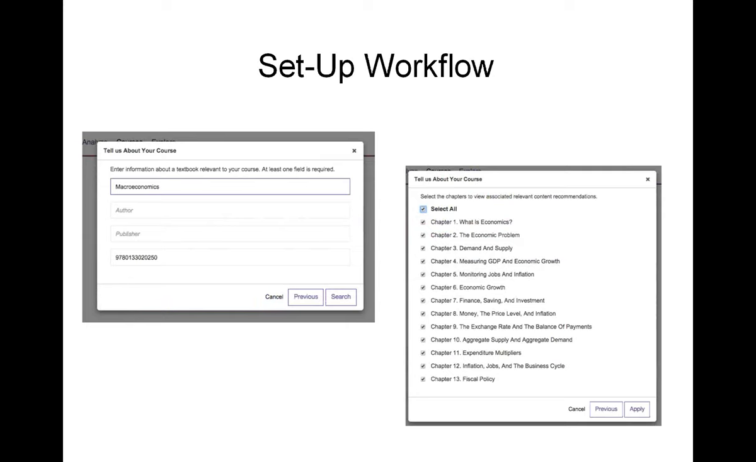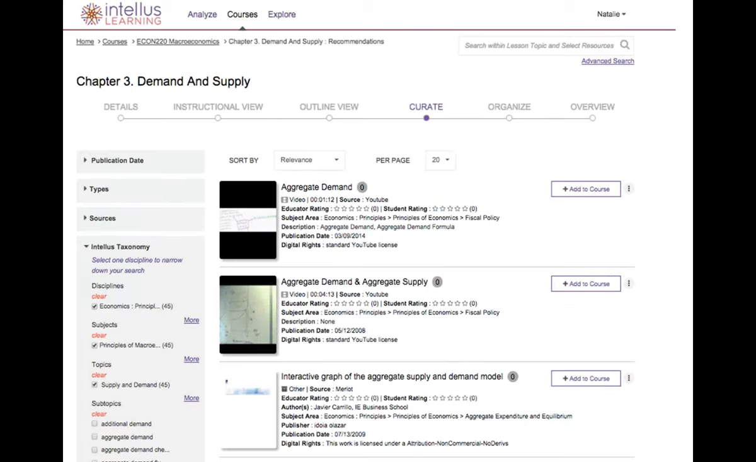So in this case, the faculty member or ID could provide a little bit of information about their course. This would be if you're teaching a course and perhaps want to supplement or augment an existing textbook or even identify content that replaces it. But the point here is really that the faculty or ID is identifying some of the core topics that are associated with the course. And it's, in this case, in the structure of the textbook, but doesn't necessarily have to be. It could be in a unit or a lesson.